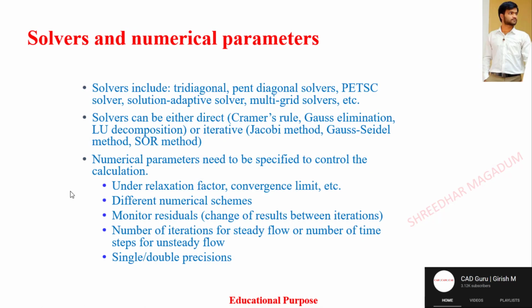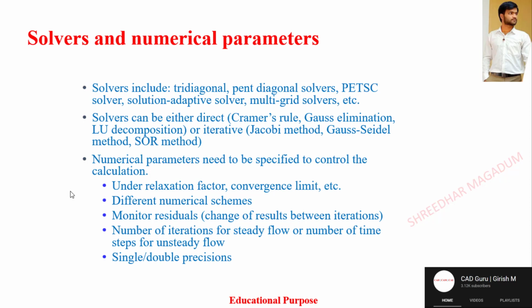Finally, the solvers and the numerical parameters. Solvers include tridiagonal and pentadiagonal solvers. We can even consider the multigrid solvers as well. Solvers can be either direct, that is Cramer's rule and Gauss elimination method, or even LU decomposition. If I consider iterative methods, we take the Gauss-Seidel method into account and the Jacobi methods as well as SOR.